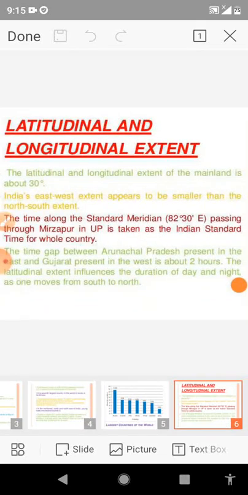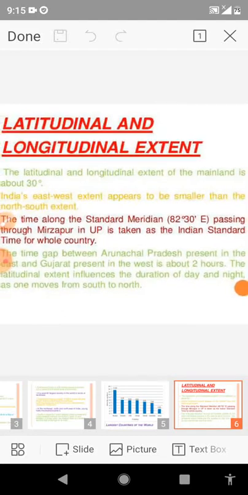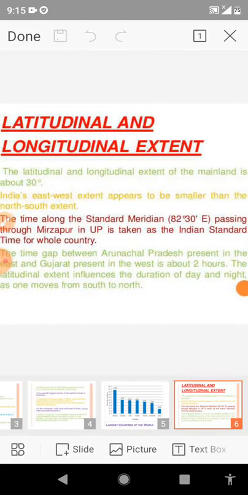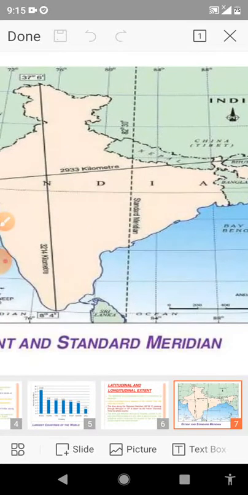Then, with regard to the latitudinal and longitudinal extent, both are only 30 degree in total. And if you see the west east extent of our country, it is only 2,933 kilometer, and the north south extent is 3,214 kilometer. In the sense, the north south extent is much larger than the east west extent of our country.